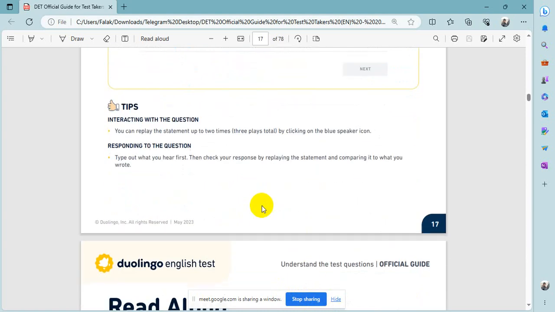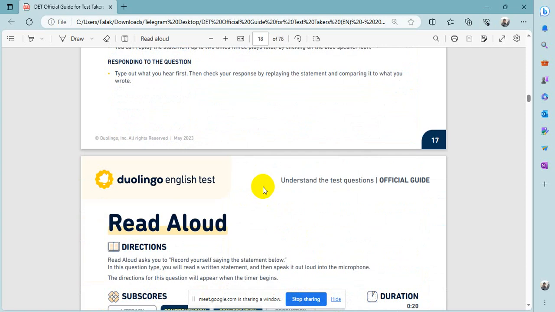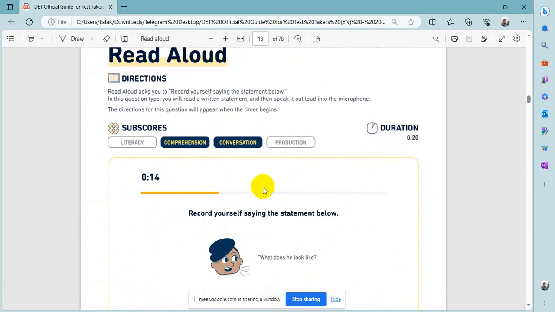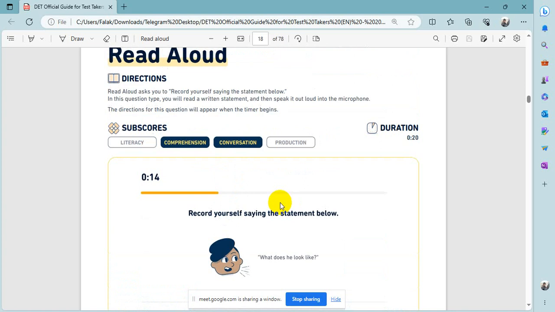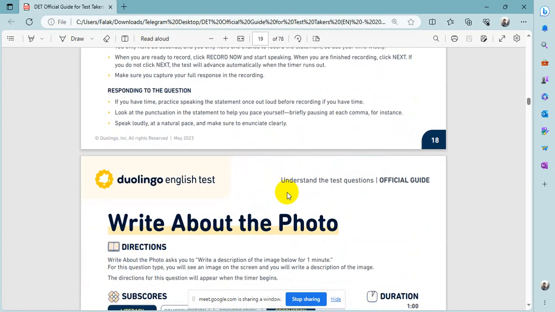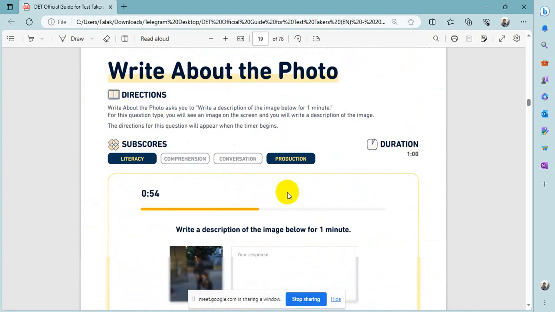And then we move on to the read aloud question type. In the read aloud question type, they ask you to read the statements. They give you some statements and they just ask you to record yourself saying the statement. In this question, they measure your pronunciation particularly, and it goes to the sub-score of comprehension and conversation.